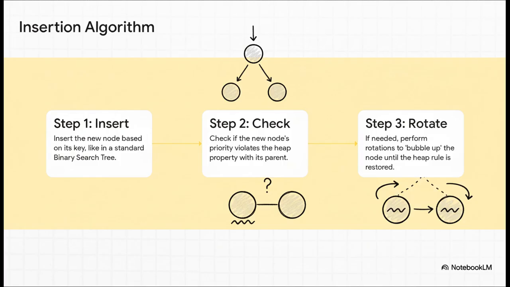You insert the new node based on its key, just like you would in any standard BST. Easy. Then, step 2, you check: does this new node's priority mess up the heap rule with its parent? If it does, we move to step 3. You perform these simple rotations to bubble the node up the tree, swapping it with its parent over and over until that heap property is fixed.